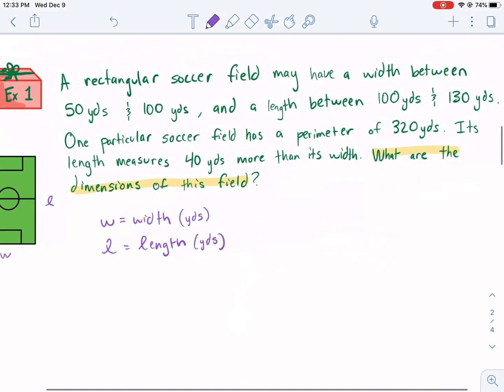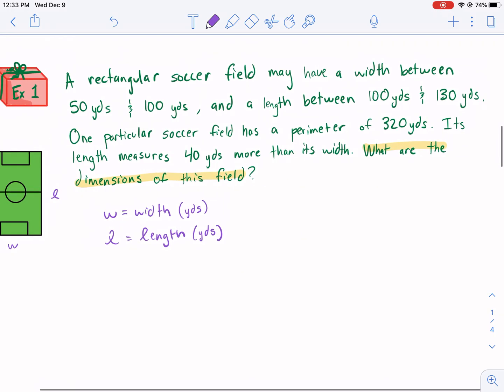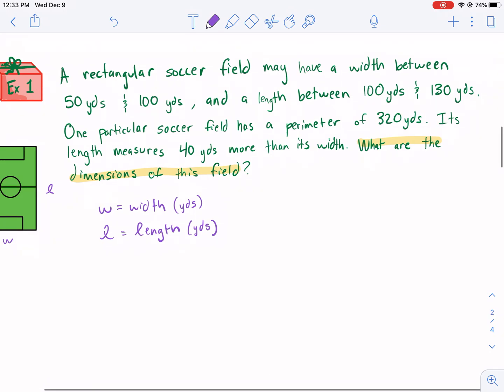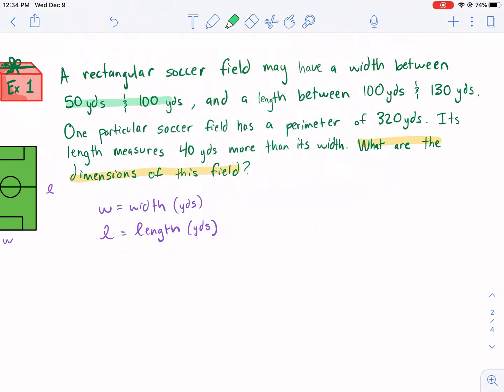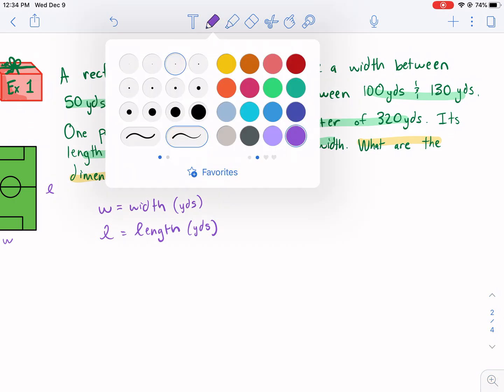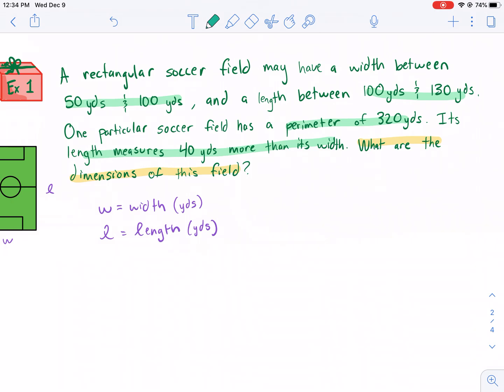So let's try to come up with one equation. It's giving us a lot of information here. It's giving us information on 50 and 100 yards, 100 and 130. One particular soccer field has a perimeter of 320. It gives us four pieces of information: the perimeter of 320 and then the length measure. So, honestly, we have too much. We have to decipher what we actually need. So I'm going to break that down here.